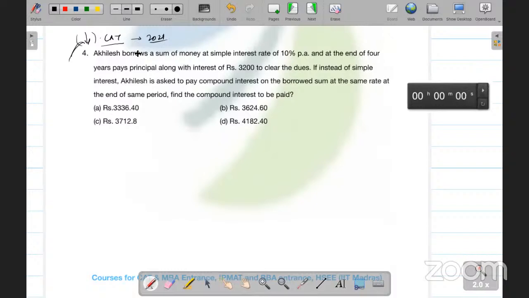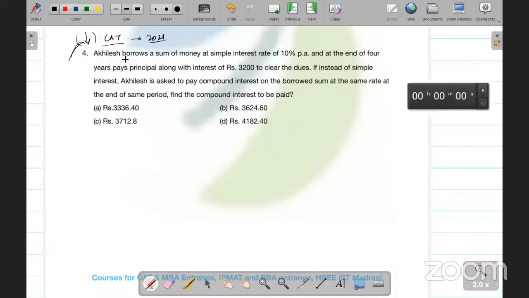All right. So anybody who solved this question? Anybody who has been able to solve the question? Okay, none of you have solved. Okay, I think I've got one answer from Subodh. 3712.8 is what Subodh says. Subodh, I'll have to see that. How do you solve this question?